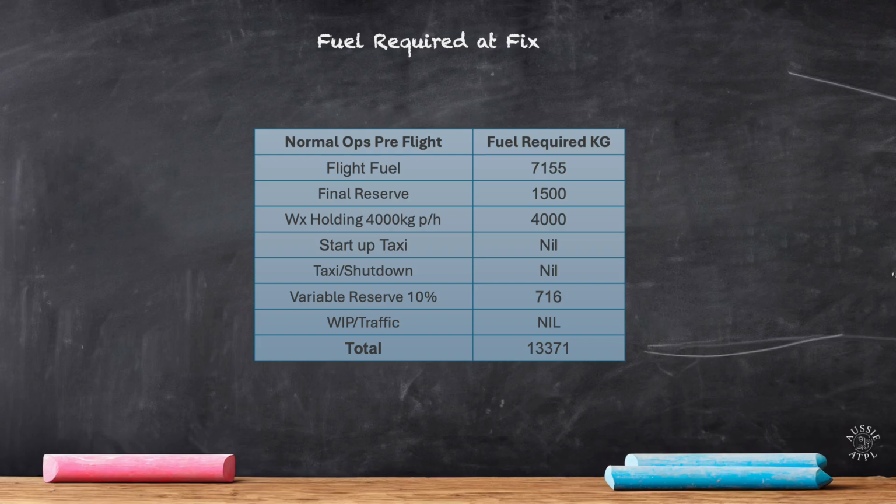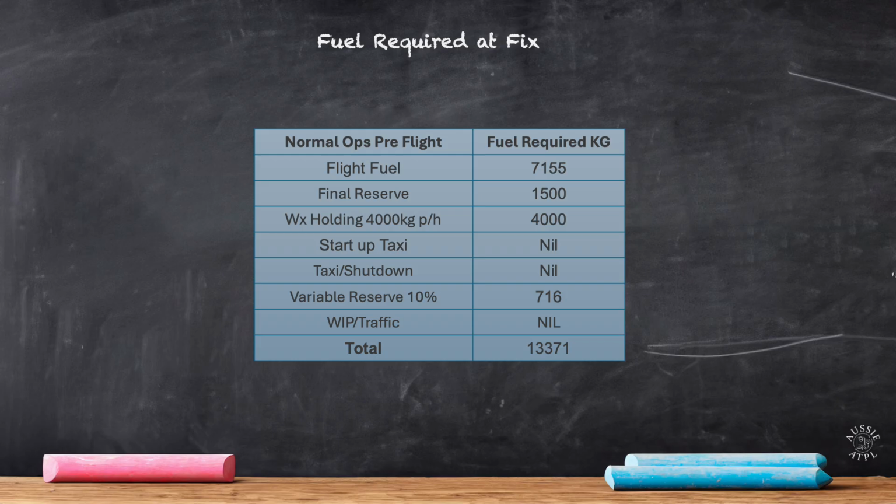So we have our flight fuel, our final reserve for one engine inoperative conditions is 1,500 kilos of fuel. Our weather holding at 4,000 kilos an hour. We will need to hold the fuel for the tempo at Cairns Airport, not the inter at Alice Springs, as if we lose an engine 1 nautical mile before our equal time point, we'll be returning back to Cairns, so we'll need the fuel to hold for the tempo conditions. Obviously no startup, as we've already started and we're in the air. Taxi and shutdown fuel you don't need when you're in flight, you don't need to account for that.